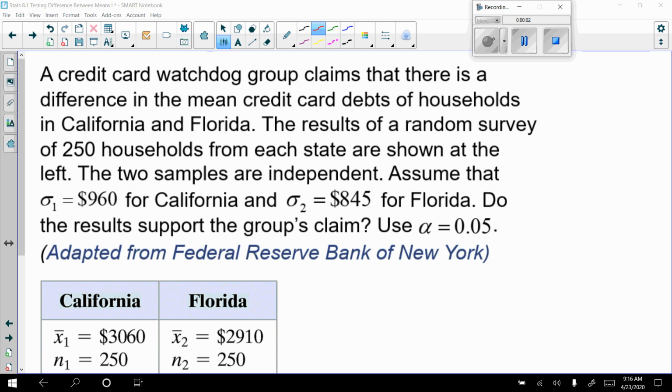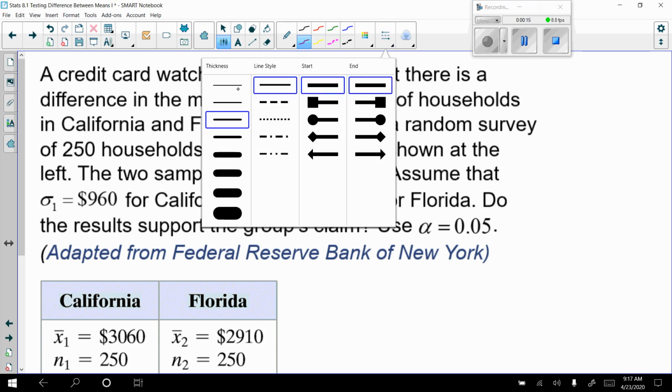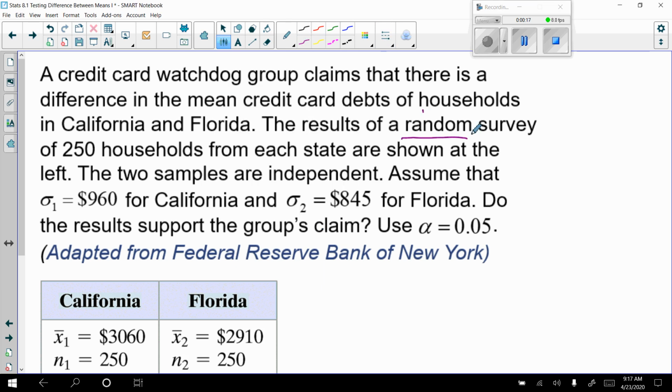In this example, a credit card watchdog group claims that there is a difference in the mean credit card debts of households in California and Florida. The results of a random survey of 250 households from each state are shown. The two samples are independent. Assume that the variance of California is 960 and the variance of Florida is 845. Do the results support the claim? We're supposed to use an alpha level of 0.05.